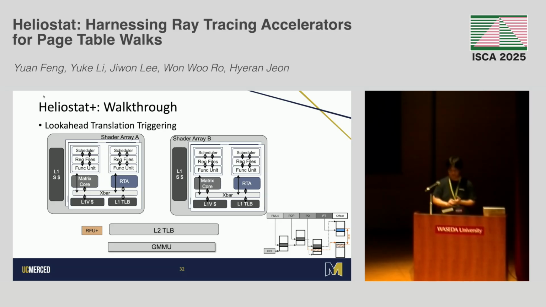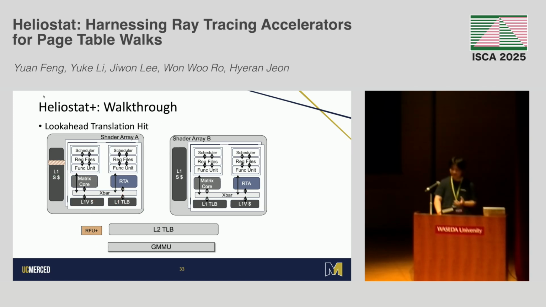Let me show an example here. Suppose that we have a miss in shader array A, and the miss will be forwarded to the L2 TLB. Suppose that this is also a miss. Then it will go to RFU Plus. When the GMMU is busy, the RFU will forward the translation request to the original requester along with the most commonly observed stride. The RTA in the shader array will translate both the on-demand translation and the look-ahead translation. The on-demand translation will be refilled to the L2 TLB, and the look-ahead translation will also be registered in the RFU Plus.